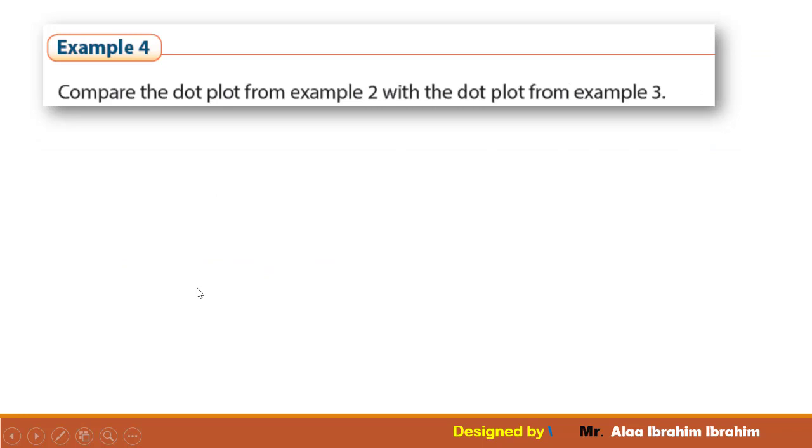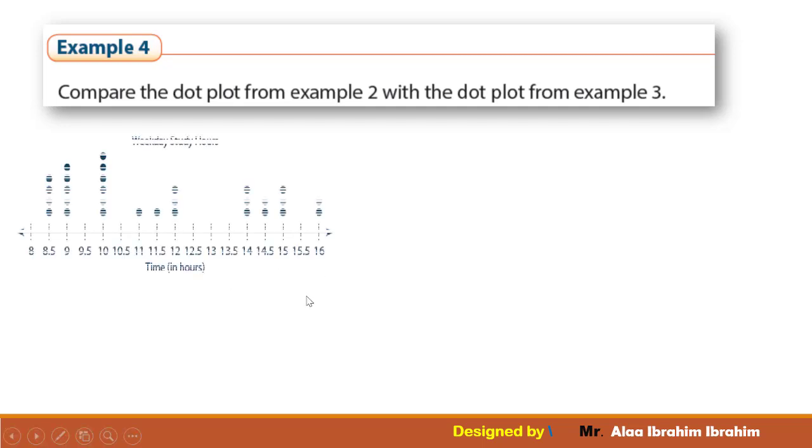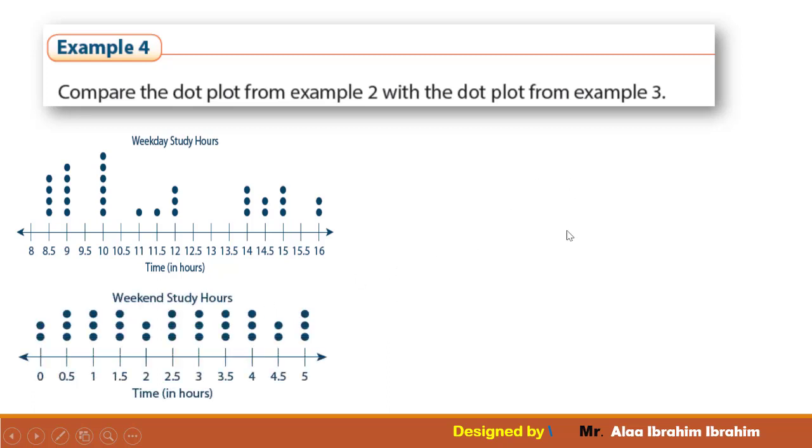Now we're going to example 4. Example 4 is a comparison between example 2 and example 3. So we have to compare both of them. So I bring the dot plots for the two, example 2 and 3, in front of you to compare between them. I give you something to answer, or to give me your opinion about this. What are the similarities and differences in the two dot plots? So I have to compare.